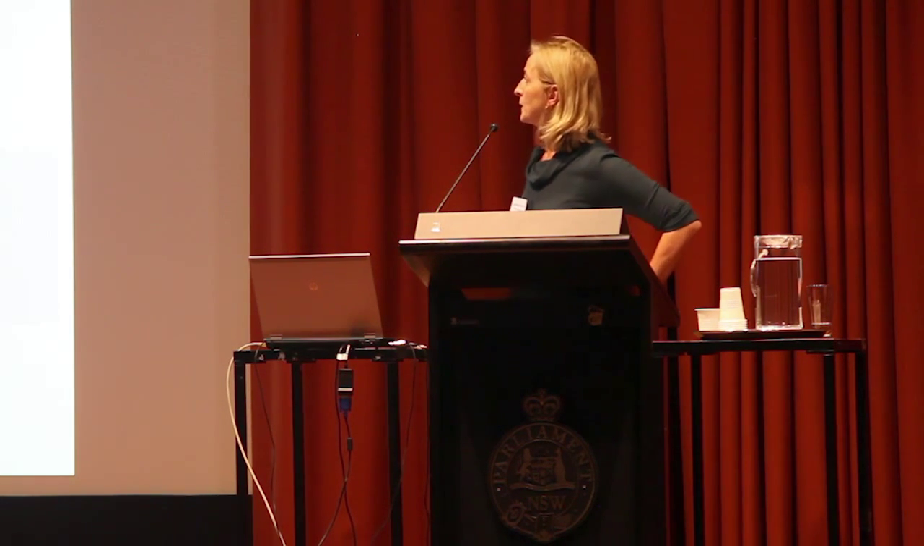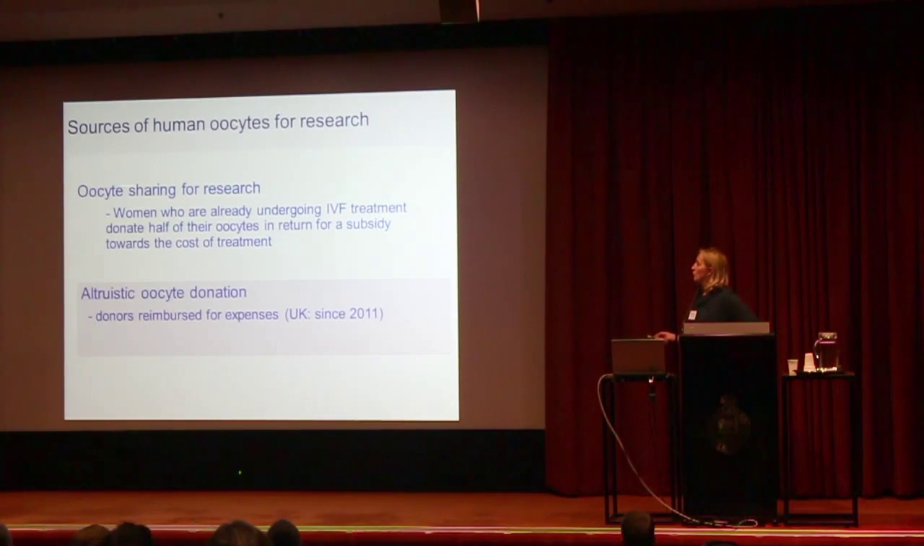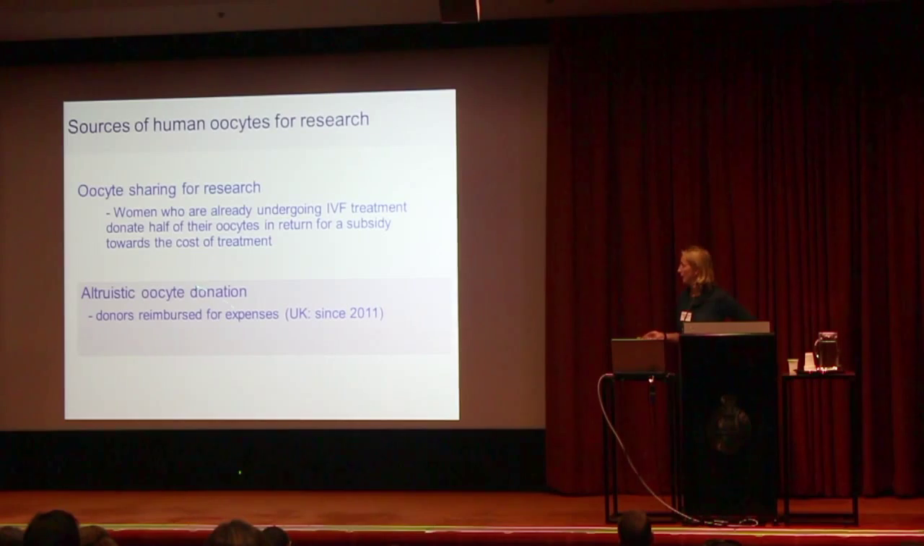Now, where do we get those eggs from? We get egg sharing for research. That's women who are already undergoing IVF treatment donate half of their eggs in return for a subsidy towards the cost of treatment, and that subsidy comes from research funds. However, most of our eggs these days we get by altruistic donation, and donors are reimbursed for their expenses up to £750, and that has been allowed in the UK just since 2011.